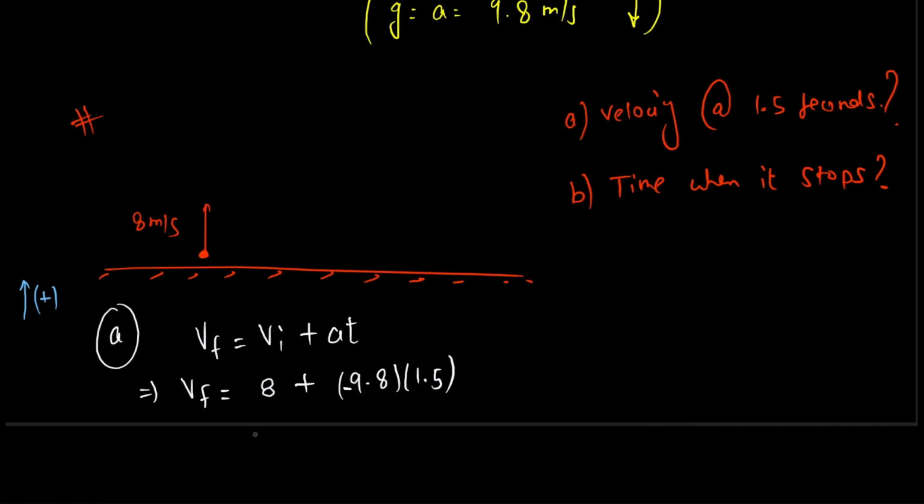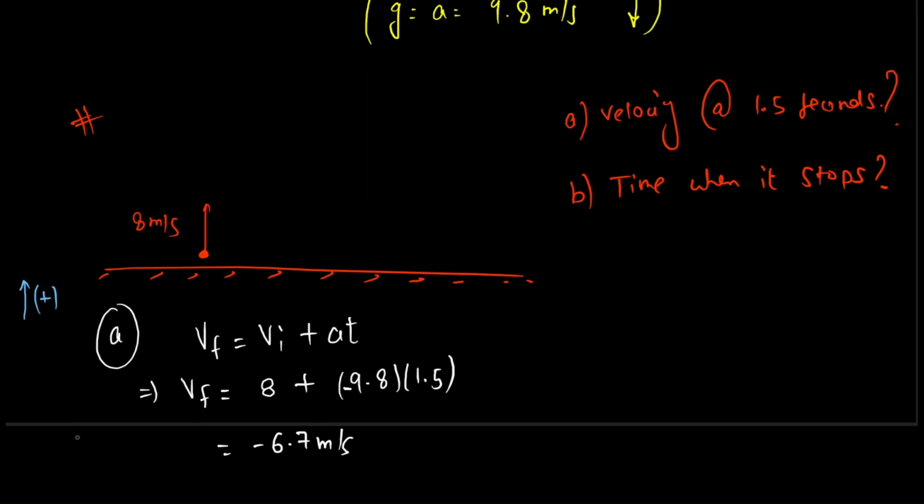6.7. No, it's 14 or negative 6.7. Okay, yes, good. Negative 6.7. What is the meaning of negative? It means that its velocity is in a downward direction. Exactly. So don't you think it tells us how the motion is?